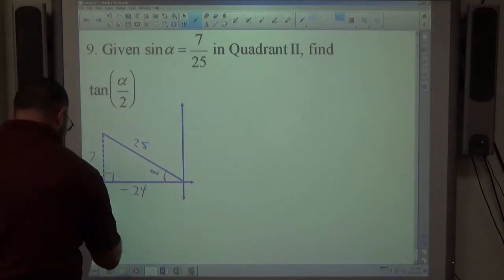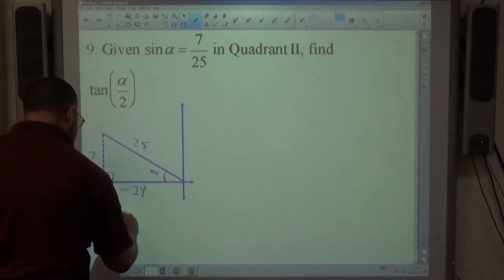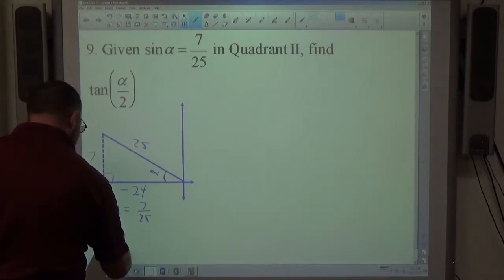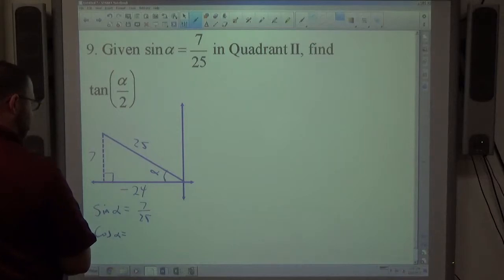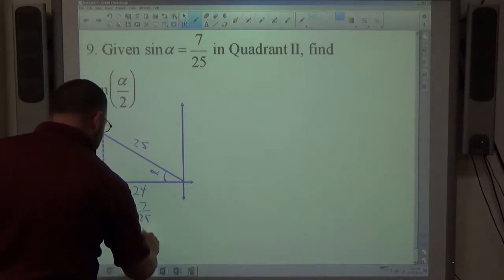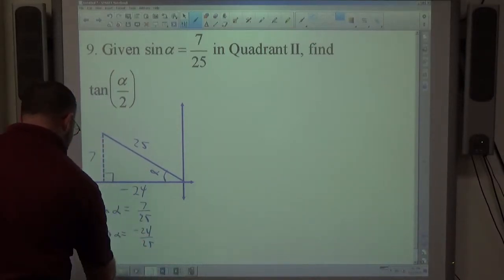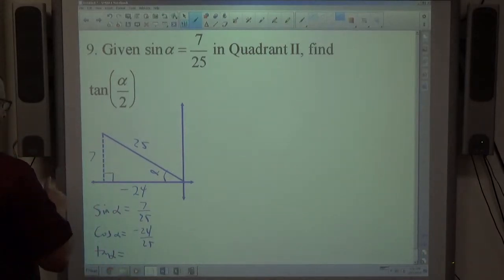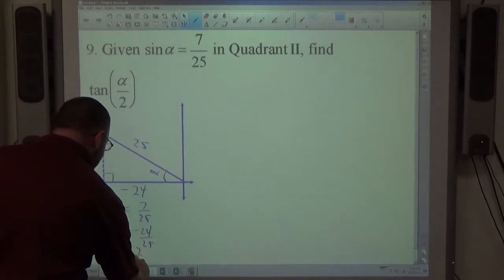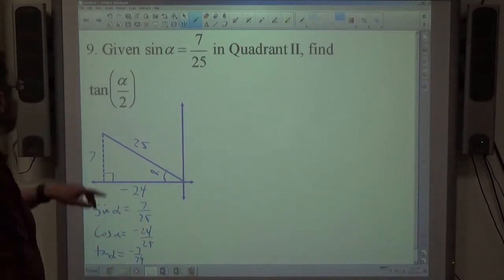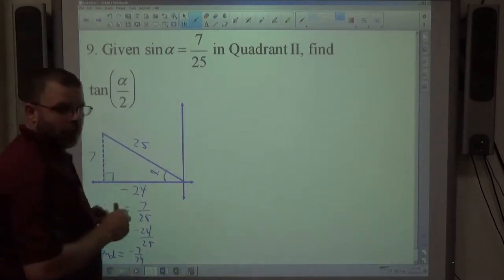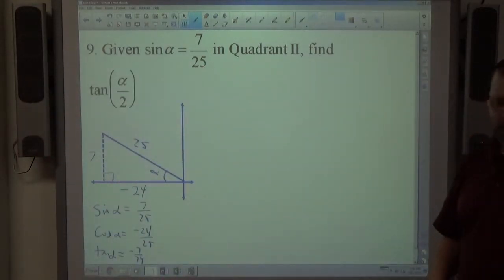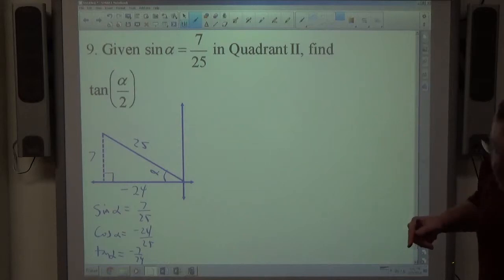So just like before, I've got sine of alpha, cosine of alpha. Sine is 7/25, cosine is negative 24/25. And tangent of alpha is going to be negative 7/24. All right, and I am asked to find the tangent of alpha over 2, and according to my sheet, I've got 2 choices. So I got 1 minus cosine over sine, or sine over 1 plus cosine. I'm going to go with the 1 minus cosine over sine.